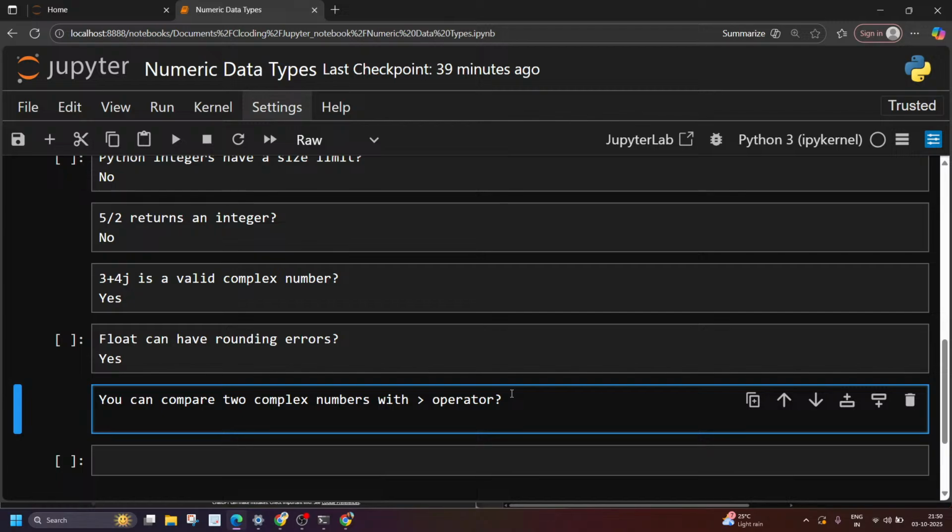Okay, let's see the answer. The correct answer is no, because complex numbers don't have a natural ordering. You can only check equality, equal to, but not less or greater.